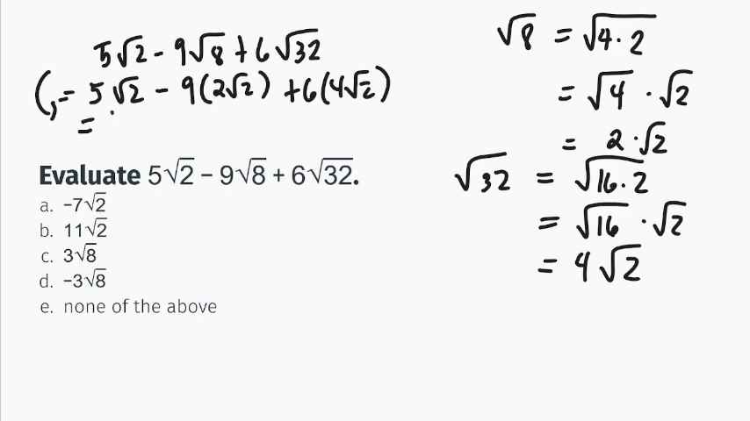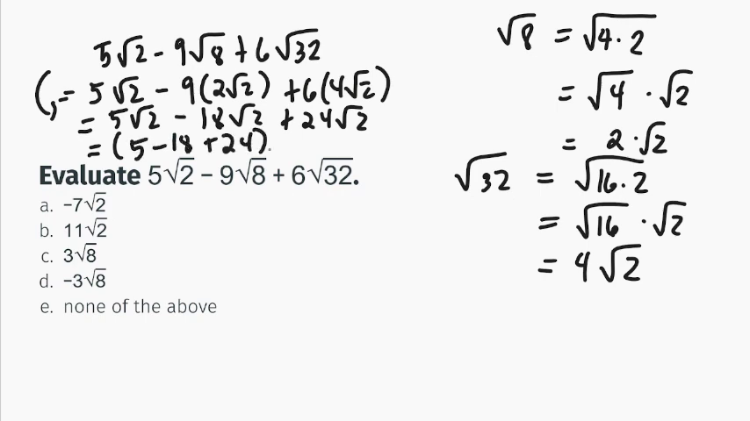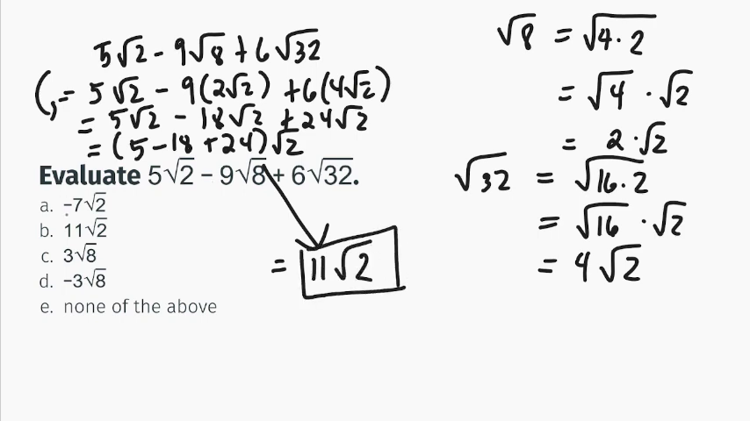Which will then be equal to 5 square root of 2 minus 18 square root of 2 plus 24 square root of 2. And now, we can factor out square root of 2. So we have 5 minus 18 plus 24 square root of 2. Which will then be equal to negative 5 minus 18 is negative 13 plus 24, we have 11 square root of 2. So our answer is letter B, 11 square root of 2.